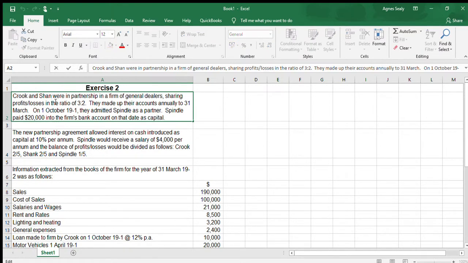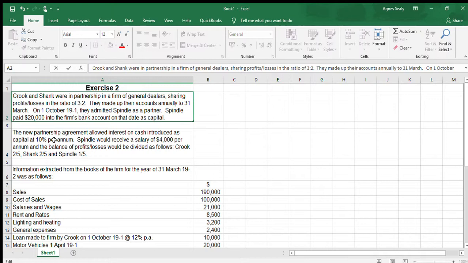Now the question states that Crook and Shank were in partnership in a firm of general dealers, sharing profits and losses in the ratio of 3 to 2. They made up their accounts annually to 31st of March. On 1st of October 19-1, they admitted Spindle as a partner. Spindle paid $20,000 into the firm's bank account on that date as capital.